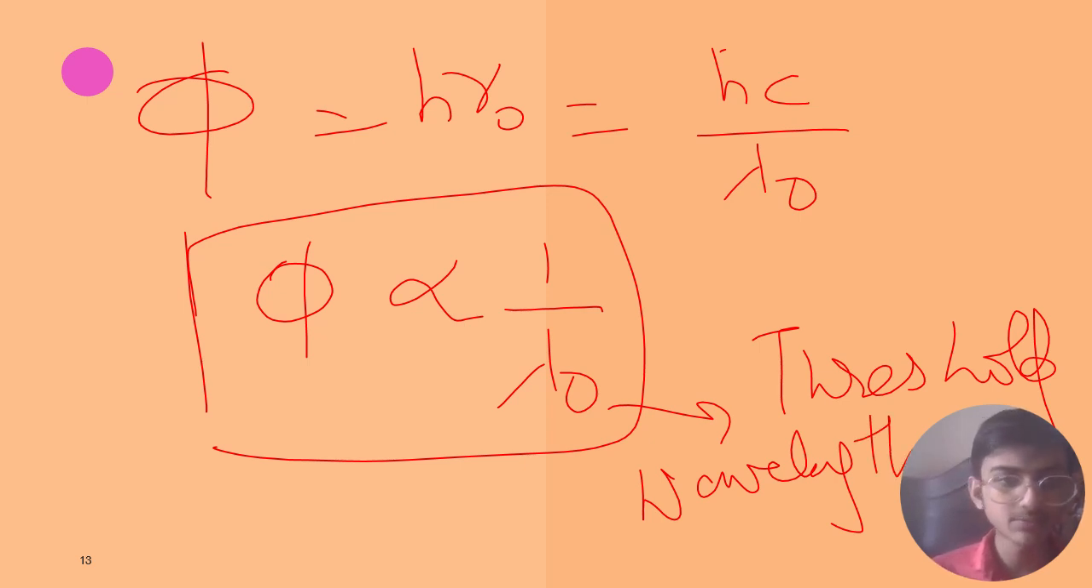Now here the behavior of this particular work function and this lambda naught will be opposite to each other. This is the minimum amount of energy, so we will write here the maximum wavelength of incident light required for the process.